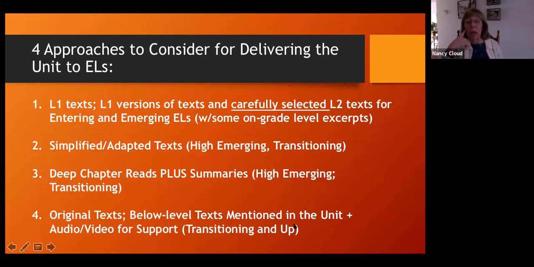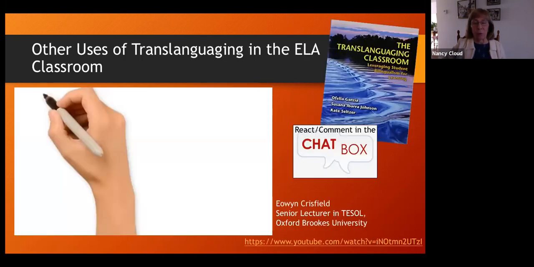Or with transitioning and up, I could use the original text and the below level text that are mentioned in the unit, plus offer them audio and video support for the novel, ways that they can hear the text in addition to reading the text, have it spoken to them as much as them trying to process the writing. So these are 4 ways that I could work on delivering the unit to my ELLs. And I tried to show you what ways I would offer to kids at different proficiency levels.